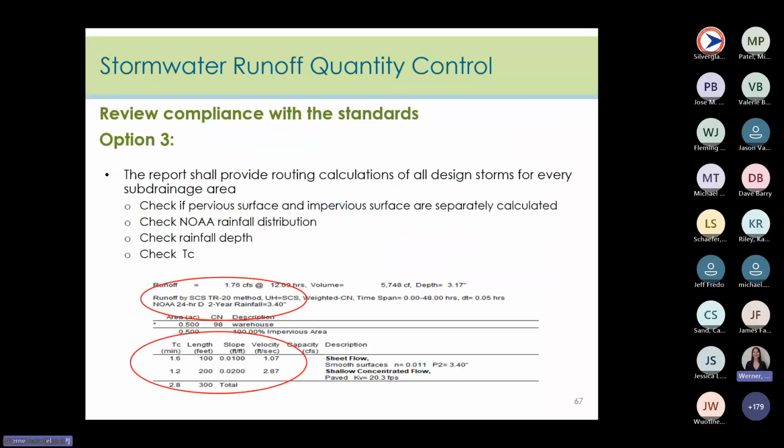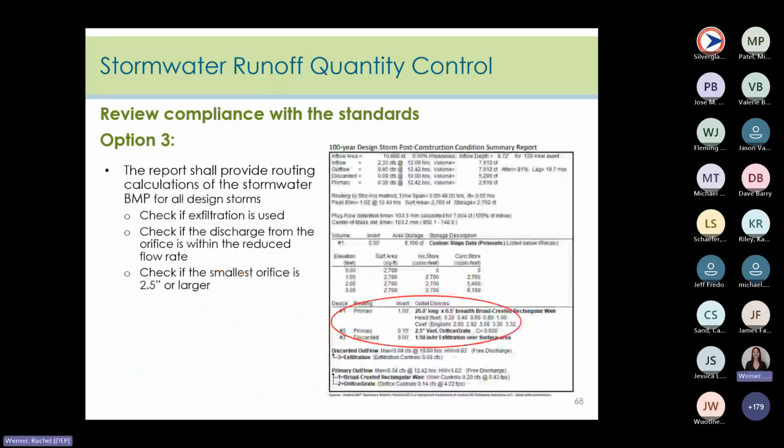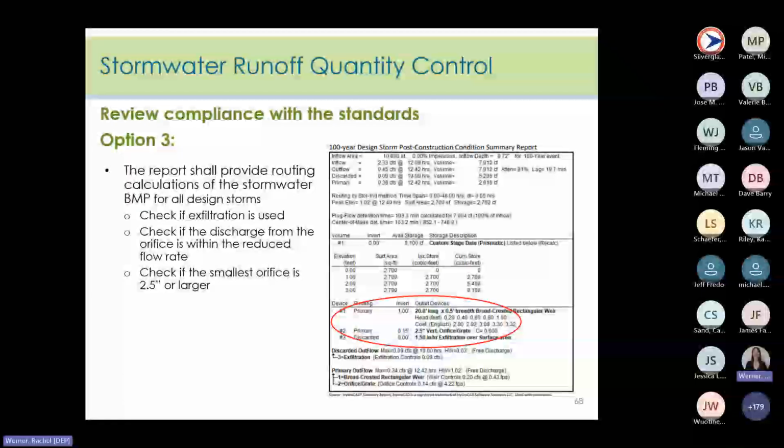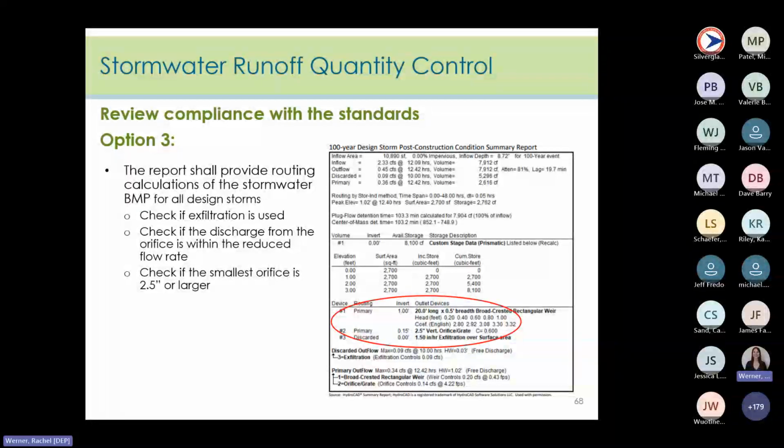Now, as I mentioned earlier, the stormwater report shall provide routing calculations for all subdrainage areas for all design storms. And the reviewer should check the unit hydrographs, the rainfall depths and distributions, the CN values, and whether or not they were averaged, and the times of concentration. You should also check the summary to verify if exfiltration was used, which is shown as discarded, what the primary outflow is, which is the flow ultimately coming out of the BMP, and if the smallest orifice is 2.5 inches or larger, which is a requirement of 7:8.